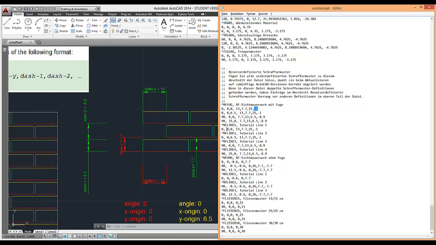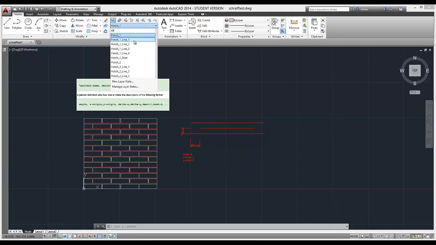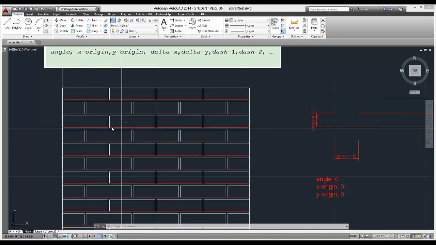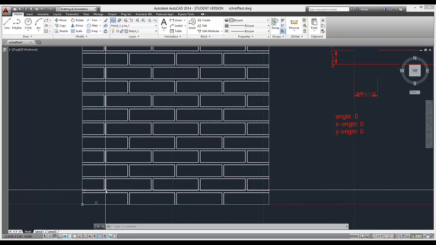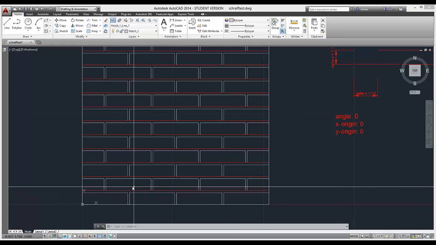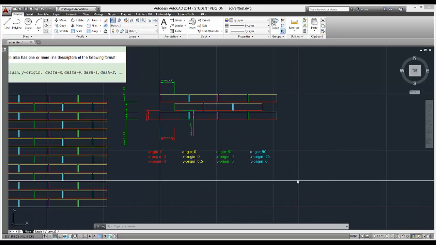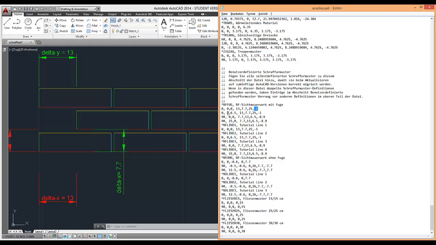The way that looks is basically just these red lines. That's what this line does. It draws, so to speak, the bottom lines of the bricks. Then the second line in the hatch file is the yellow one here. So it starts off again with a value of 0 degrees, because it's horizontal.